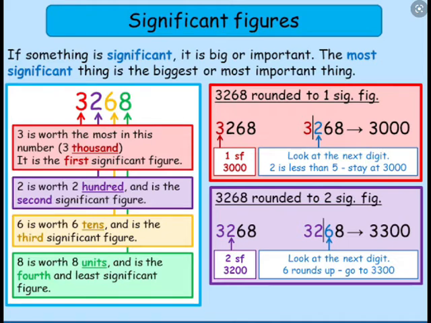Trailing zeros are not significant unless there is a decimal point present after. For example, 2000 has one significant figure, but 2000. with a decimal point has 4 significant figures.